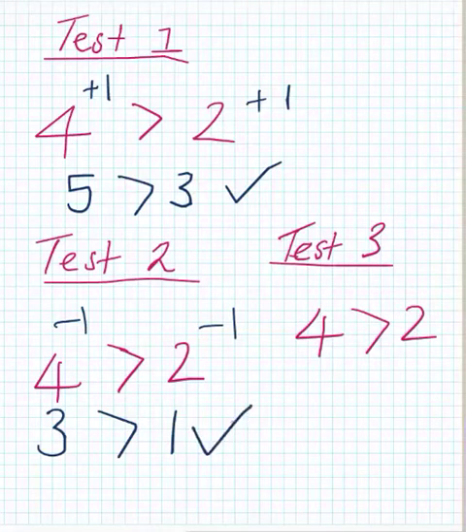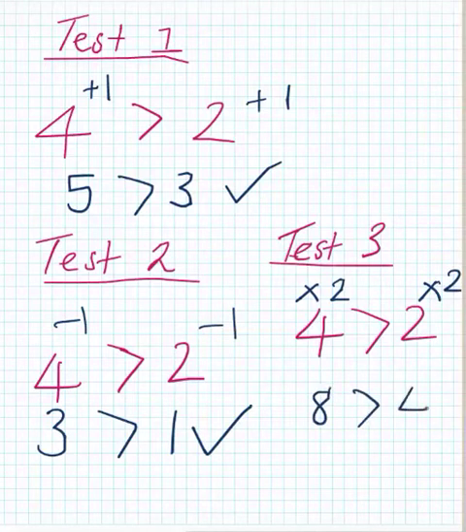All right, let's try test 3. Let's multiply by 2 on both sides and see if it holds true. Well, 4 times 2 is 8, is greater than 2 times 2 is 4. Is 8 greater than 4? Yes, it is. So that still holds true. So with these 3 tests, we have added, subtracted, and multiplied by a positive number, and they have all remained true. Let's do a couple more tests.